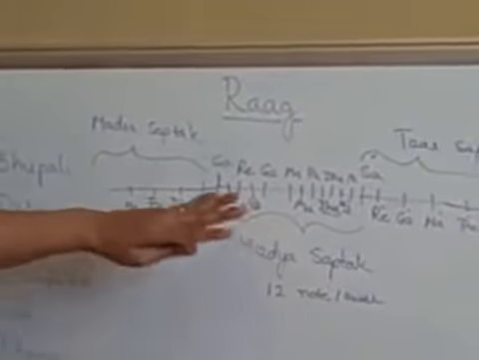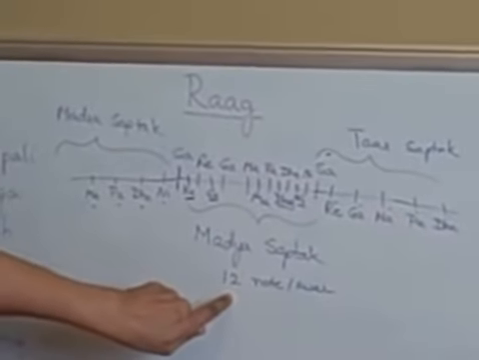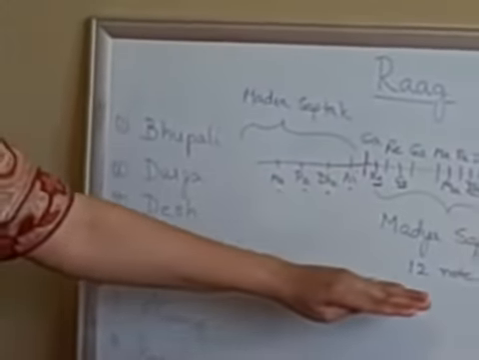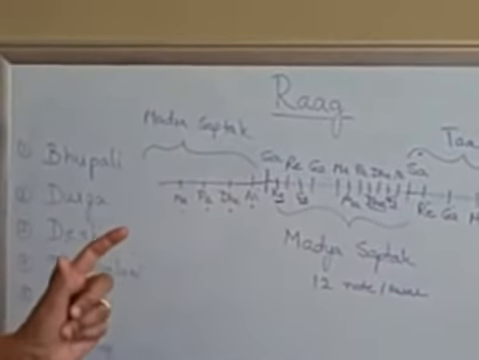Any rag is a combination of certain swar out of these 12 notes. It can be the Shuddha form or the Vikrit form. But each of these rags that we talk about is a combination of some notes out of these 12 swar.